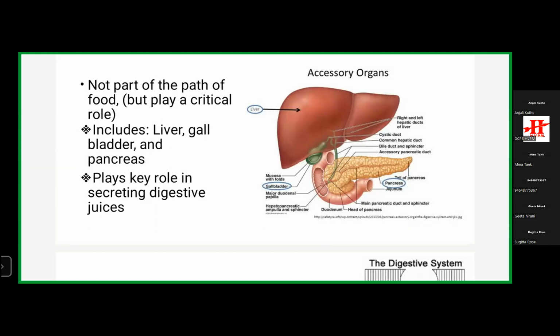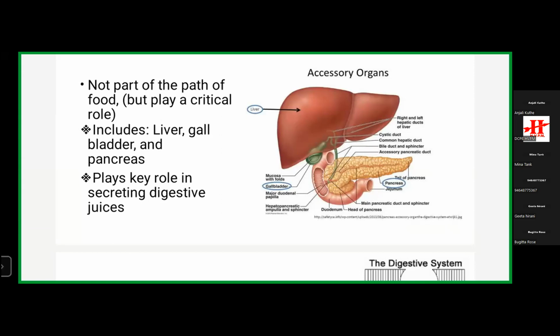One must know the parts. You can notice in the diagram the common hepatic duct. Watch the common hepatic duct, the bile duct, the pancreas. What is the common hepatic duct? Actually, this duct is a tube-like structure, and it carries the bile from the liver.